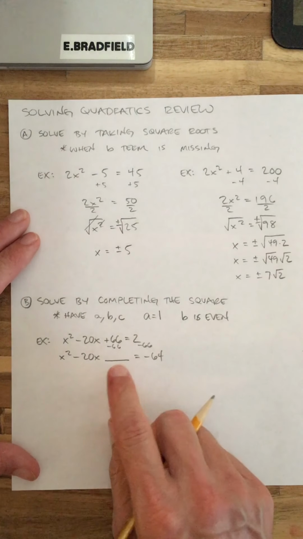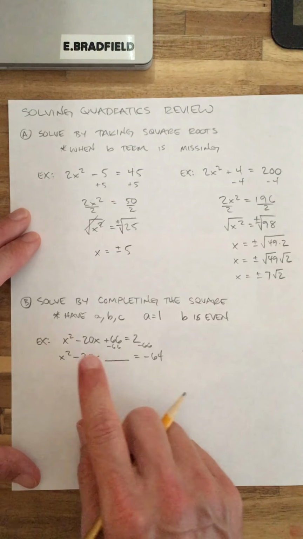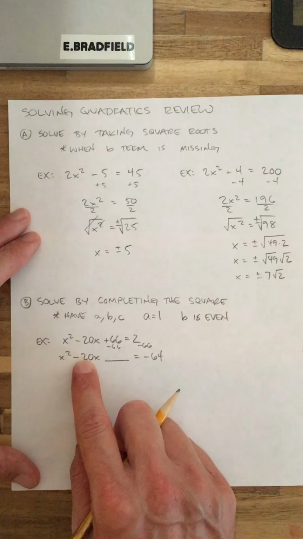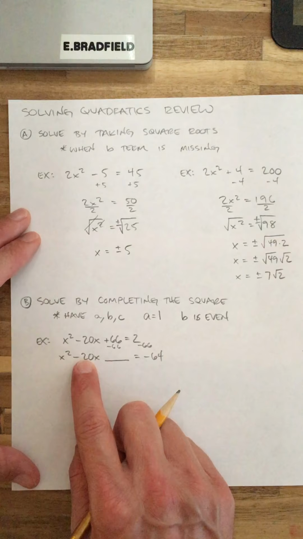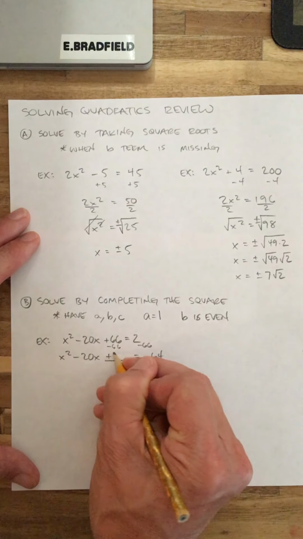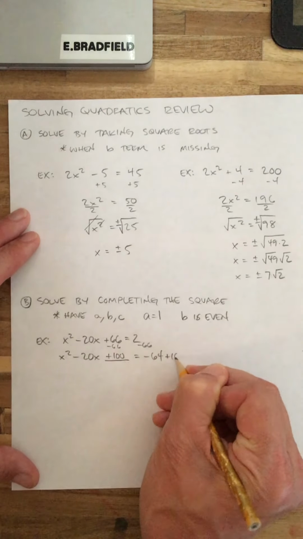All right, here we go. What's going to go in that blank? Cut that negative 20 in half, you get negative 10. Square the negative 10. Negative 10 times negative 10 is positive 100. So you're going to put a plus 100 here and a plus 100 here.